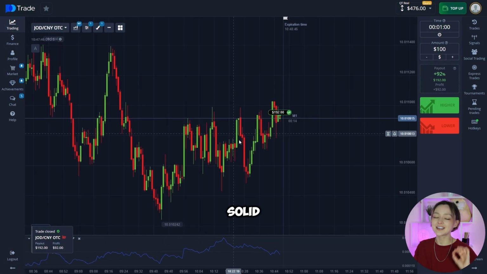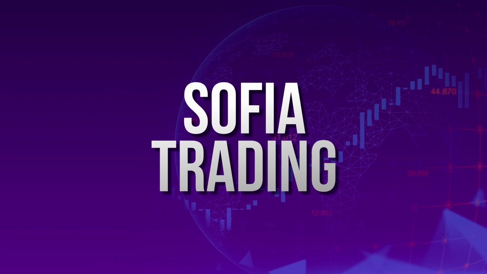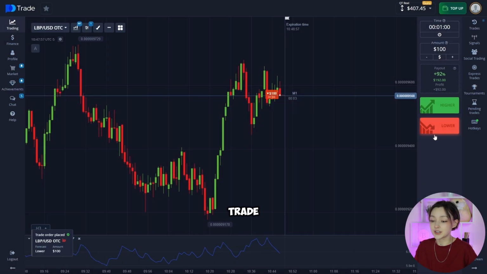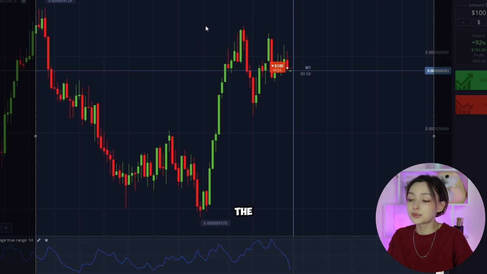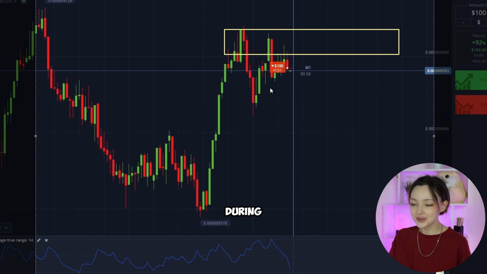Our trade closed with a solid profit. Let's carry on. So I'm placing a trade downwards for 1 minute. In this situation, we can see that the price has approached the resistance area. At the same time, during that approach, we could see the ATR falling. This indicates that the price is likely to go down and make a pullback from this level.